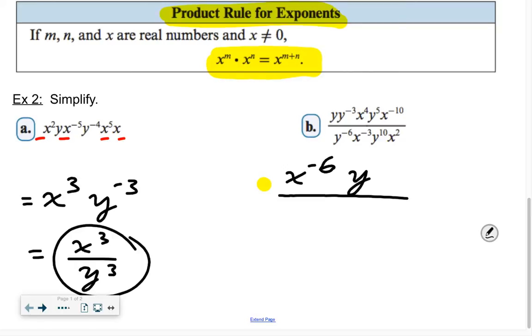5 and -3 will get me +2, plus this 1 here, so 3. Same idea for the denominator. Collect all those. -3 and 2 get me a sum of -1. -6 and 10 gets me a sum of 4.